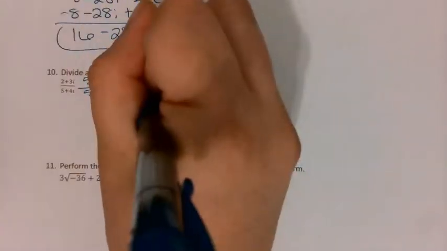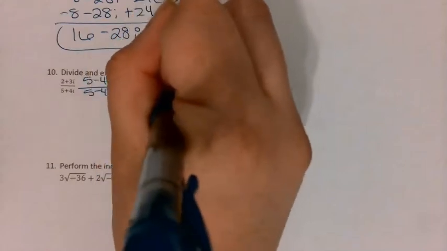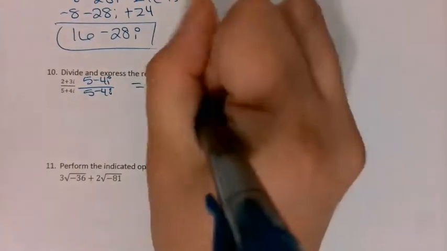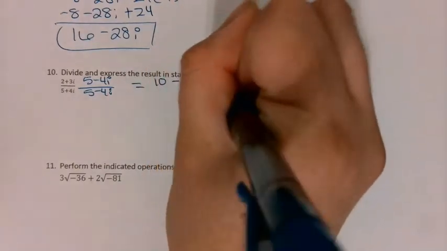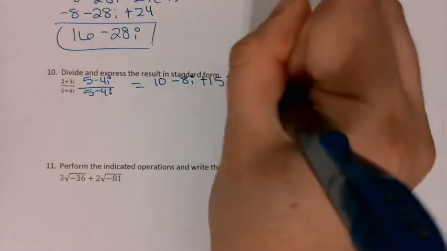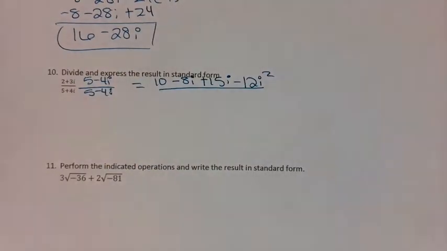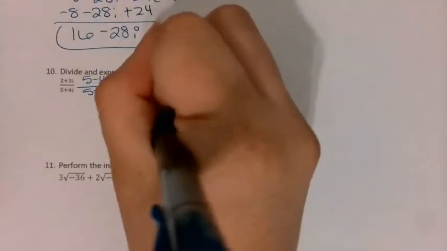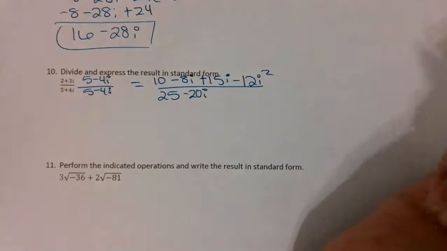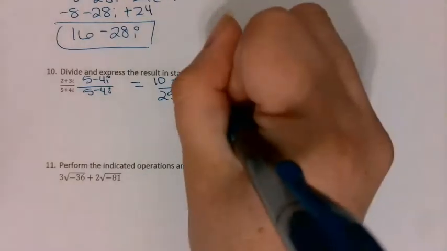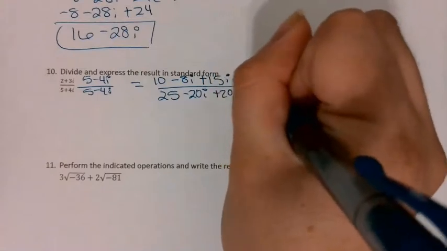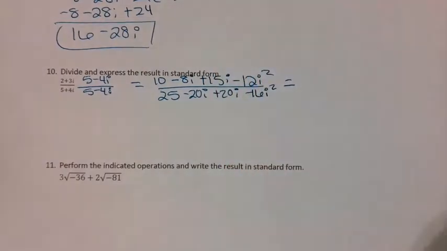So on the top I FOIL, I have 2 times 5, which gives me 10. 2 times negative 4i, which gives me negative 8i. 3i times 5, which gives me 15i. 3i times negative 4i, which gives me negative 12i squared. On the bottom, I have 5 times 5, which is 25. 5 times negative 4, which is negative 20i. 4i times 5, which is positive 20i. And 4i times negative 4i, which is negative 16i squared.